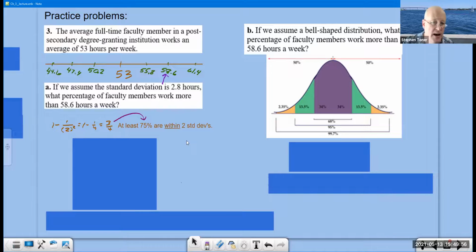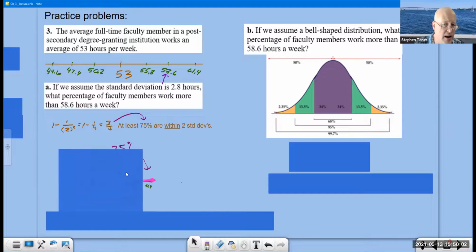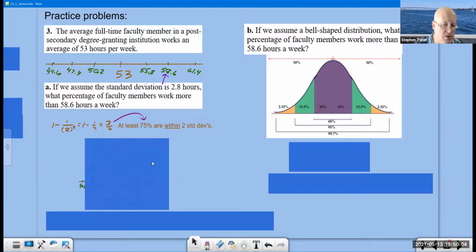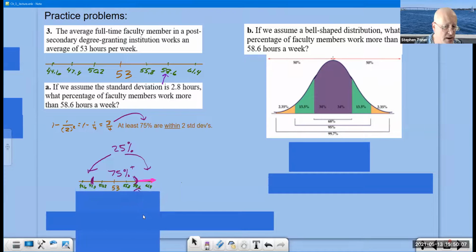Okay, now, what do I have underneath my cover here? It didn't say that was within 2 standard deviations. Now, I don't want to know what's within 2 standard deviations. I want to know what's in that pink area because it said works more than 58.6. I need what's there. So if I have at least 75% in there, then I've got at most 25% split between the left side and the right side.